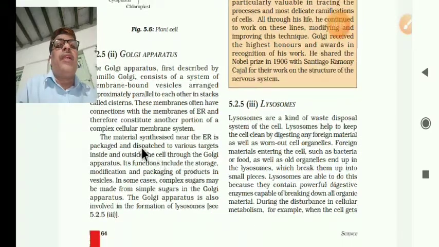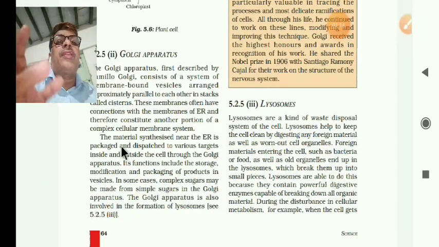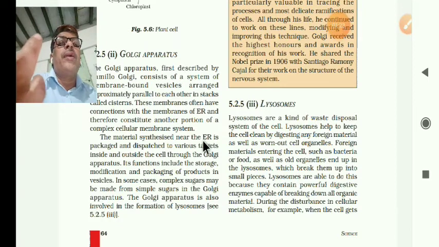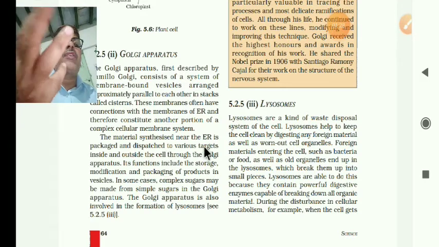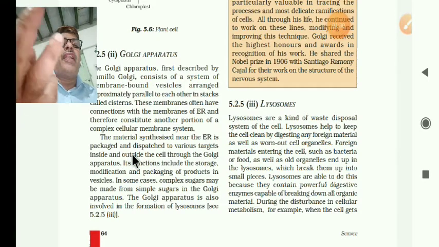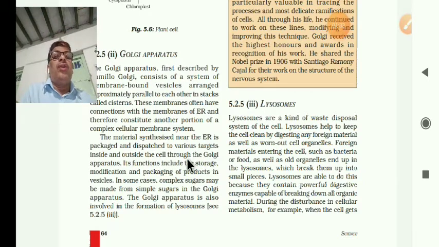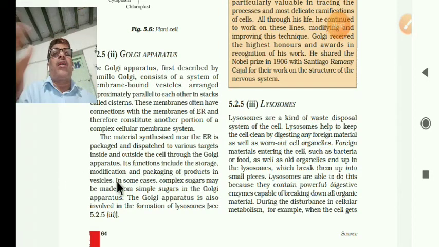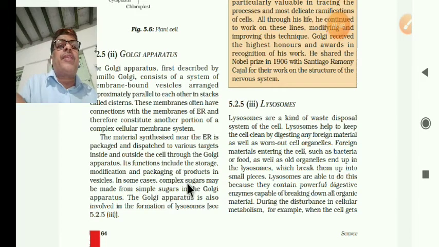The material synthesized near the endoplasmic reticulum is packed. See, whatever material is being prepared or synthesized near the endoplasmic reticulum is packed and dispatched, supplying various target-specific areas inside and outside the cell through the Golgi apparatus. Its functions include storage, modification, and packaging of the products in the vesicles or compartments.